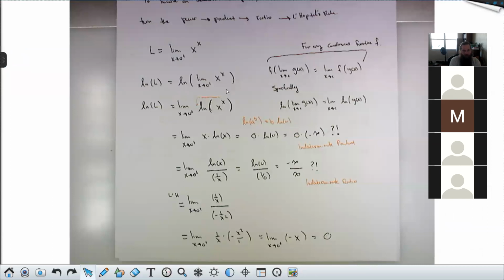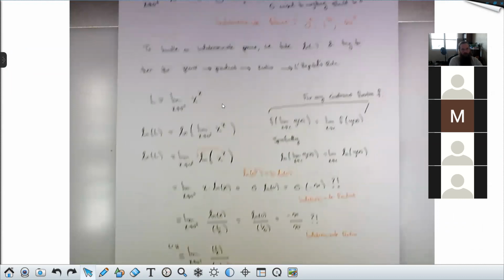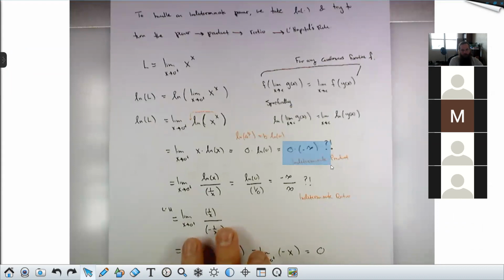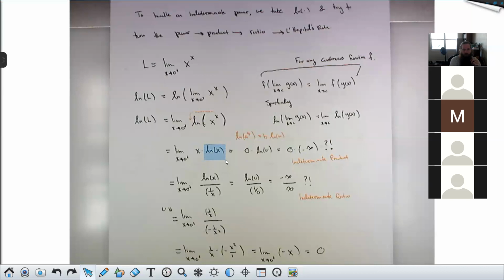And that takes us from an indeterminate power, what we had before was an indeterminate power, 0 to the 0, to an indeterminate product, 0 times negative infinity. Once we arrive at the indeterminate product, we know more or less what to do. We saw how to handle one of those a minute ago with x squared times e to the negative x squared. I have to shove one of these pieces downstairs. I chose to shove the x downstairs because that'll be easier to differentiate than shoving ln of x downstairs.